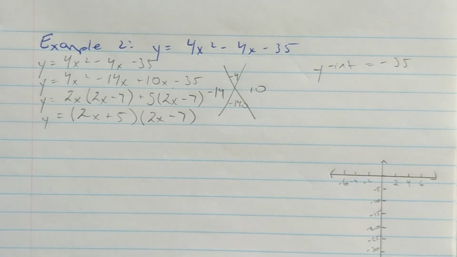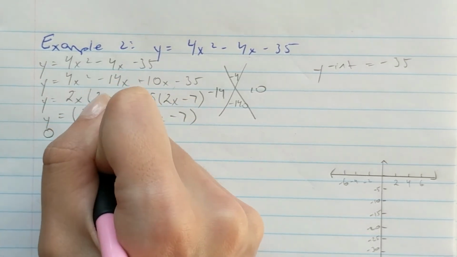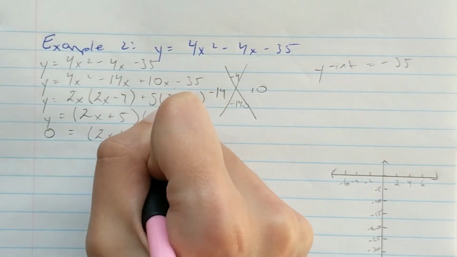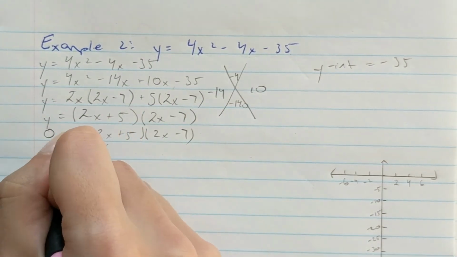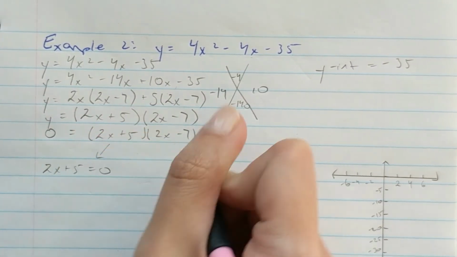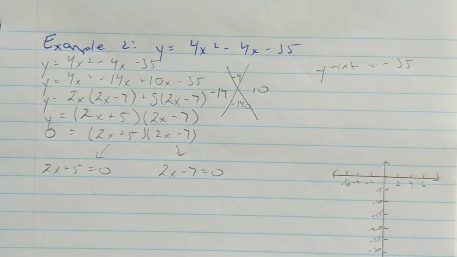Now we need to find our x-intercepts. So my x-intercepts are going to be when this is equal to 0. And that means I have to set 2x plus 5 equal to 0 and 2x minus 7 equal to 0.